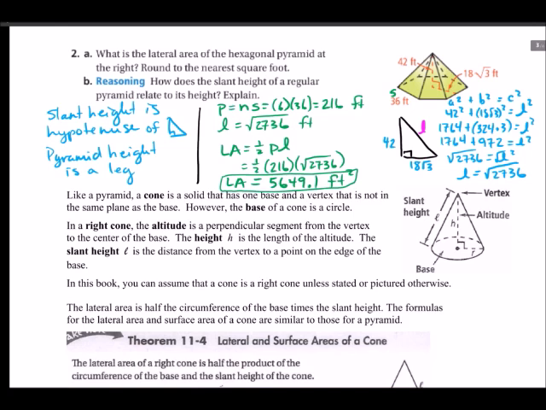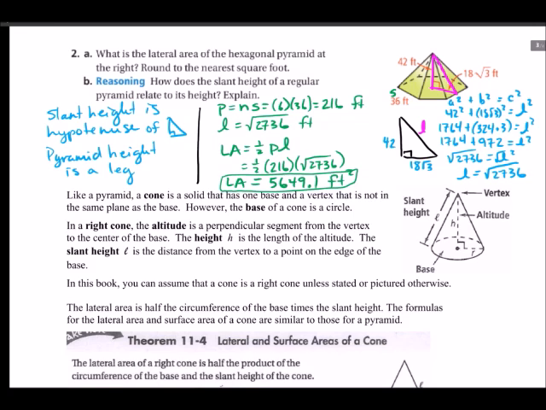It says, how does the slant height of a regular pyramid relate to the pyramid's height? And if we look here, the slant height is the hypotenuse of the right triangle, and the pyramid height is the leg of our right triangle, along with the apothem length in this case because it's a hexagon, or half of a side length if it's a square pyramid like we saw before. So that's going to help us here.